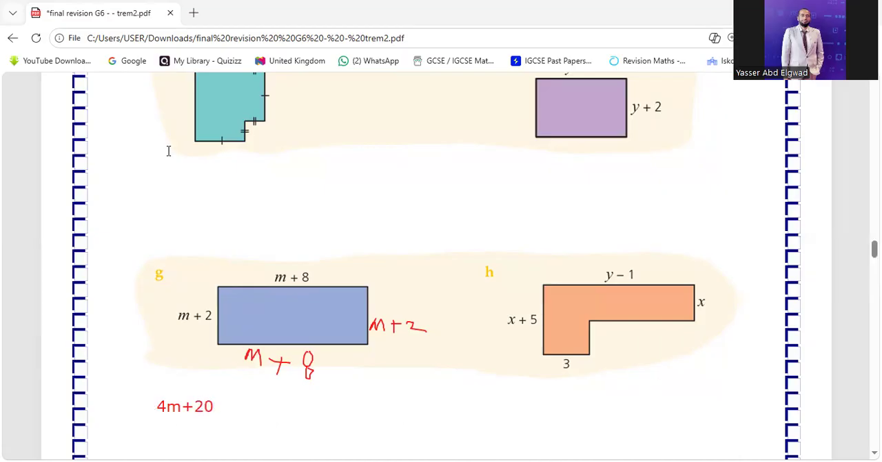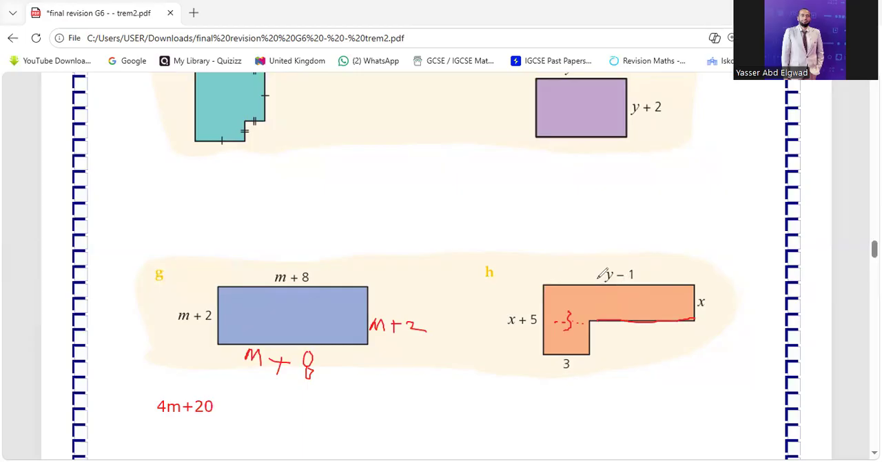The next one, here is y minus 1. Here is the same. We have a problem, missing. Here is y minus 1, and here is x, and here is 3, and the x plus 5. How to get the missing side? First of all, this part becomes a 3, the same. Here is the missing side. How to do it, the missing side?